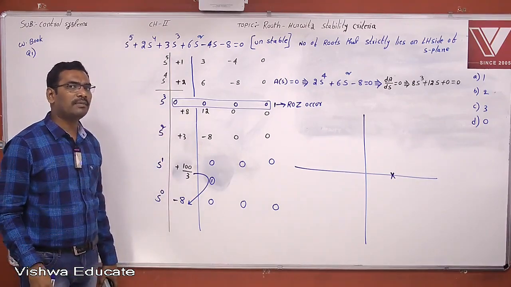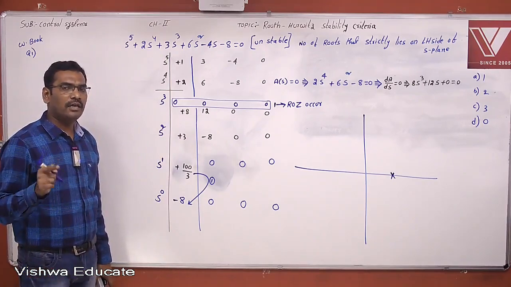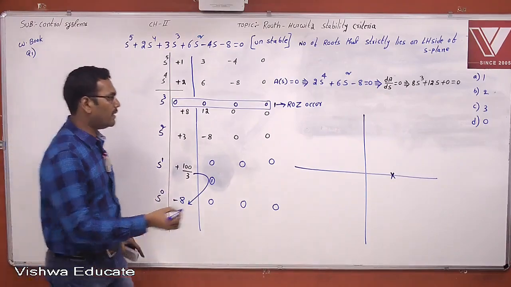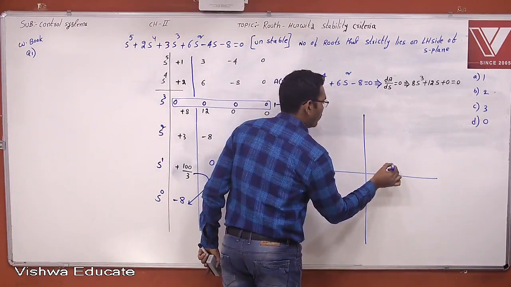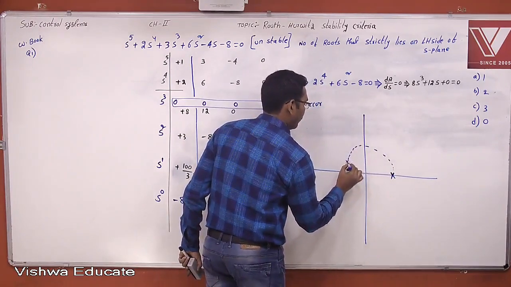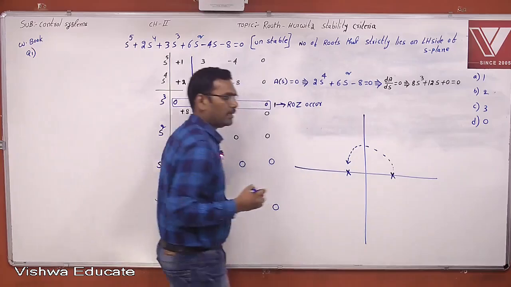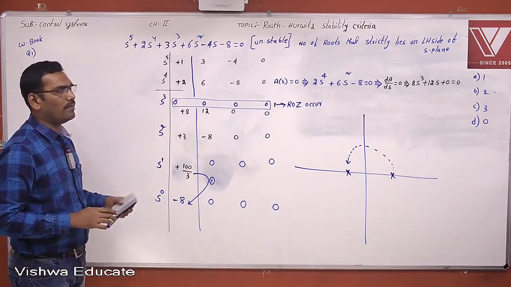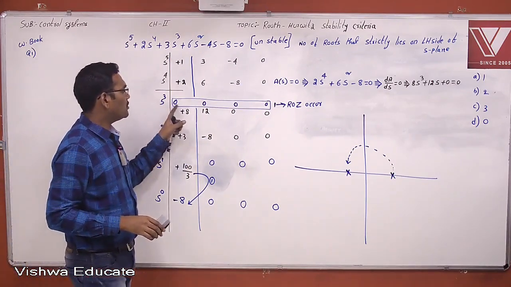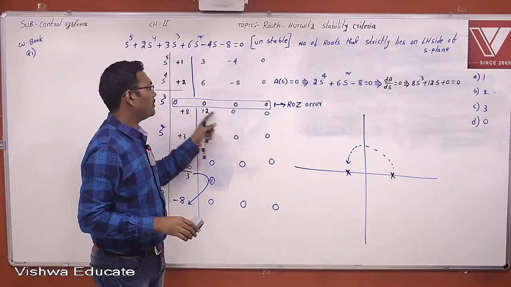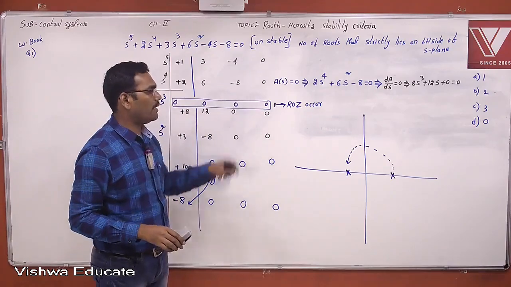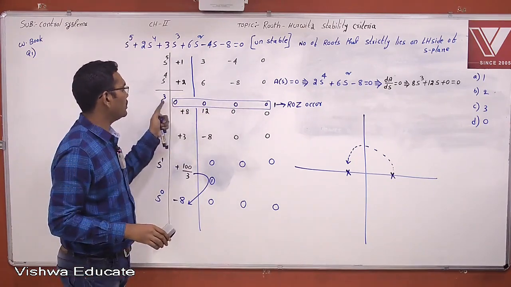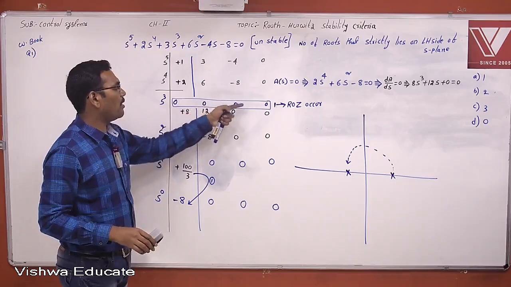What is the concept I am saying? Whenever the sign change occurs below the row of zeros, then there exists a symmetrical pole to the right hand side pole. Then definitely there exists one symmetrical pole here. And one more thing also: whenever this row of zeros occurs, the poles are arranged symmetrically with respect to the origin, am I not?